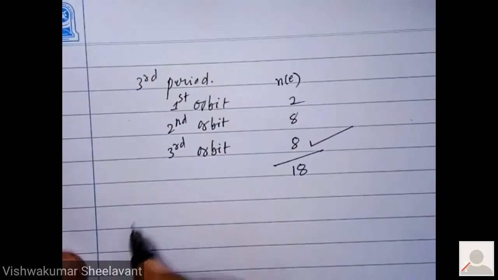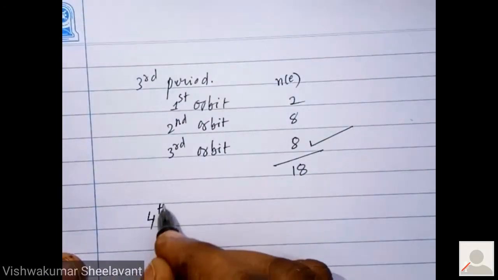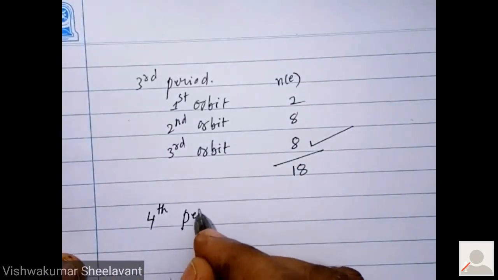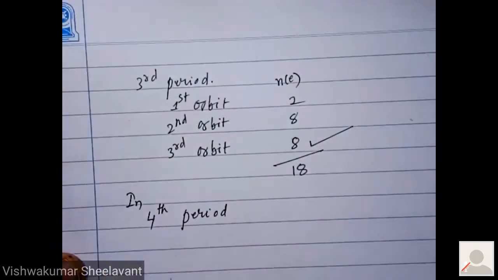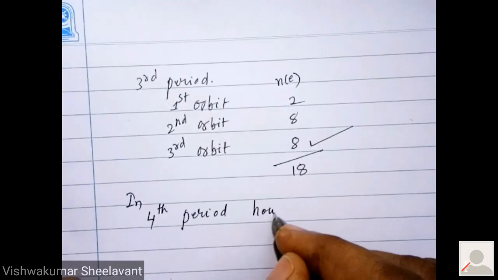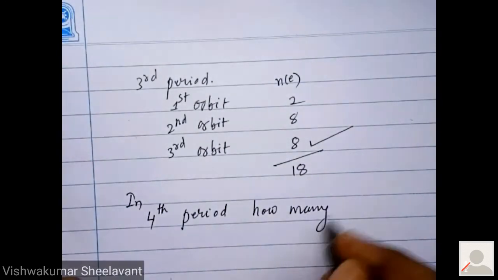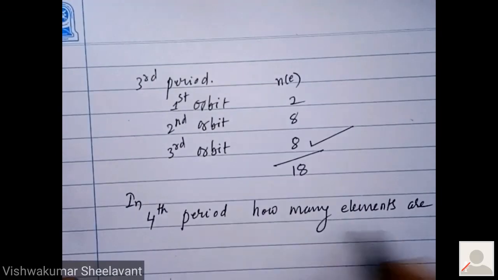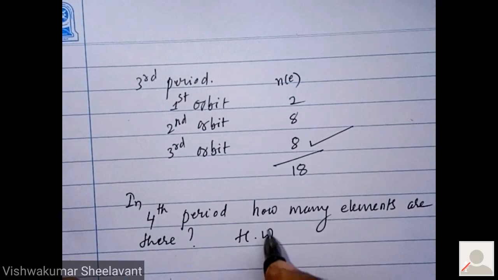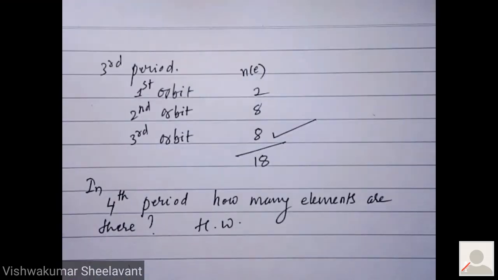We're getting late now. Fourth period. In the fourth period, how many elements are there? This question you take as homework. I'll stop here and continue in the next class.